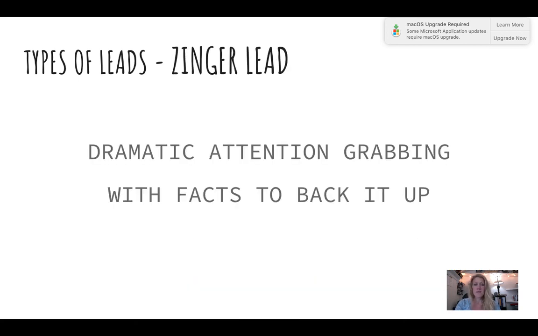Another lead, we have the zinger lead. This is dramatic, attention-grabbing, with facts to back it up. Think of breaking news. An example would be when something just happened and it is just being released, usually a mass tragedy of some kind, and the news outlet you're working for is one of the first to release it. That's when you'd use a zinger lead.